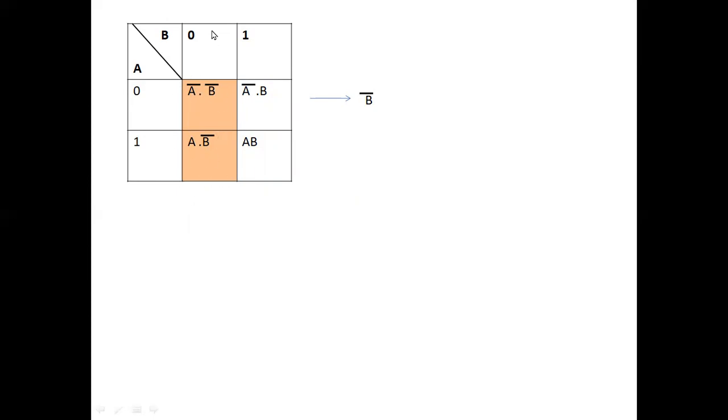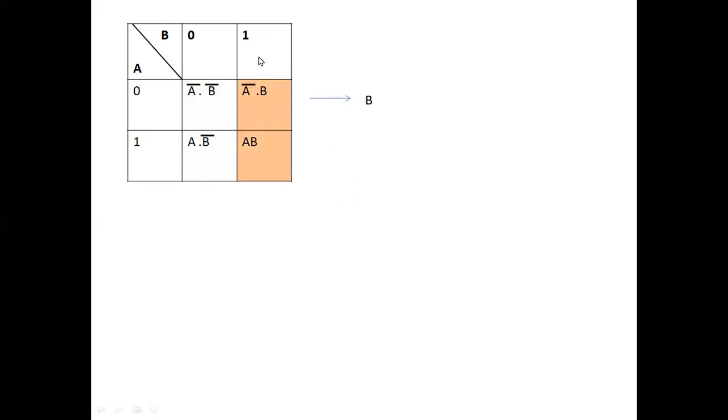The entire column got selected, then the group value is equal to the column value itself. The column value, I told you already, we are using only SOP form. That is why you can see all our product terms here. So 0 is represented by its complement. So this column value is 0 now. So it is B bar.